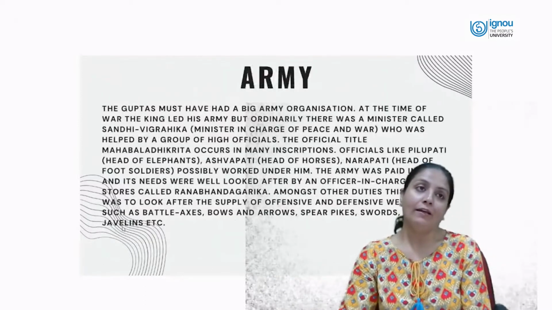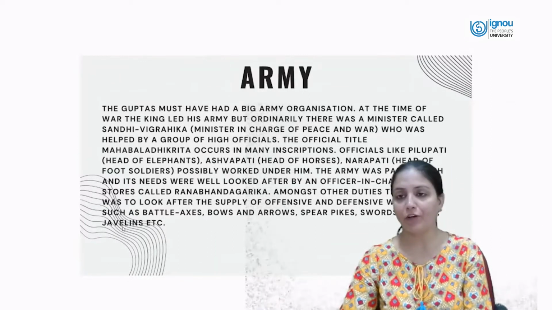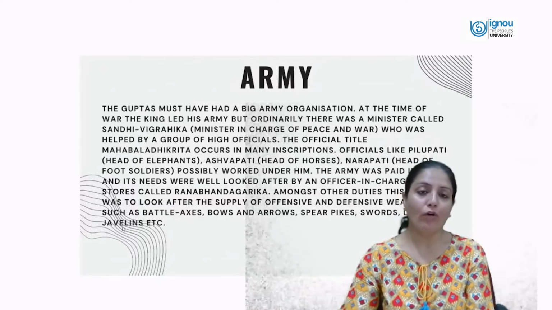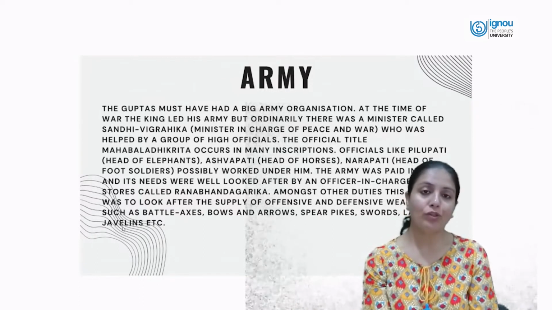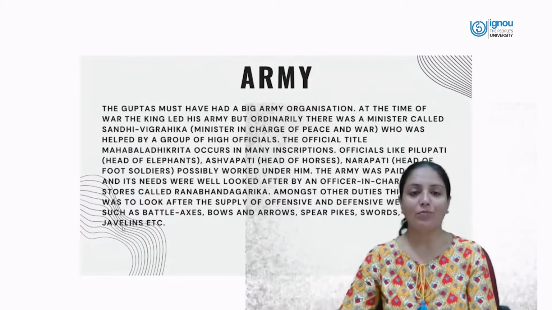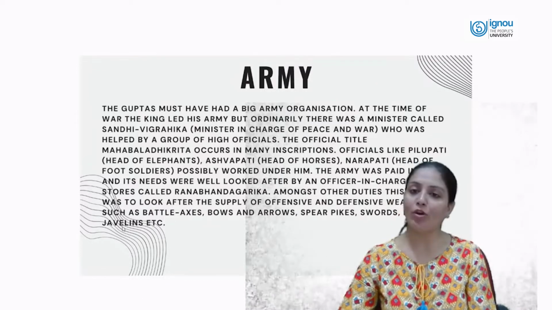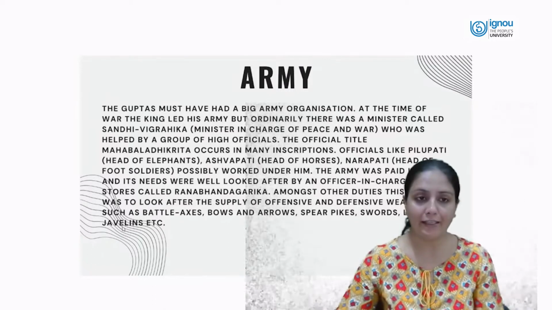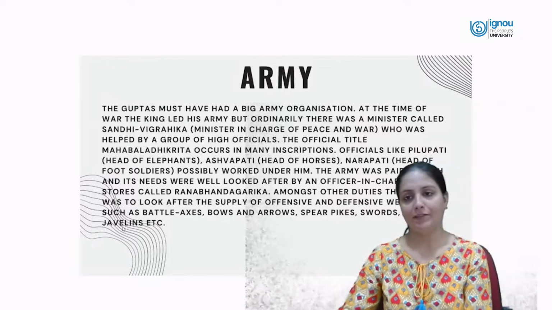Next is the army. Without an army, a king is nothing. Without an army, there is no role of a king. The army was the main thing which was run by the king. The Guptas must have had a big army organization. If there is no army organization, then there is no role of a king, if he is going to fight with other subcontinents.